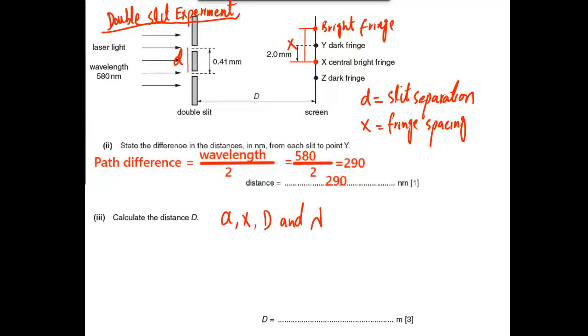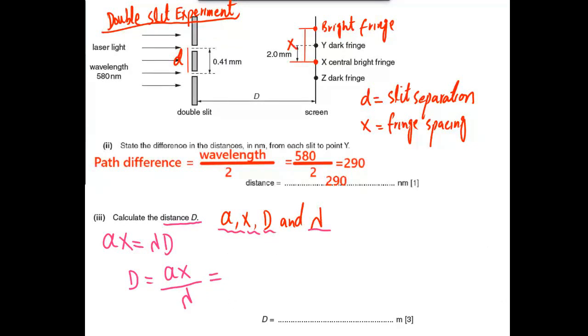So now we need to figure out how these variables are linked together. It's a very simple one. They are linked together by D x, and if we multiply them, they are equal to lambda times D. Okay, so they are linked together. Now the question is asking you to find the distance D. So I can rearrange this formula and write it as D x over lambda here.